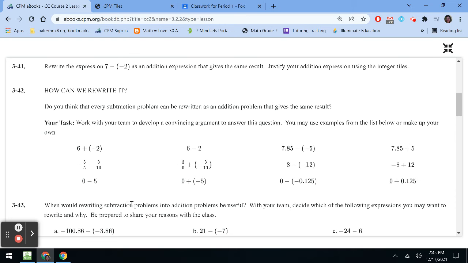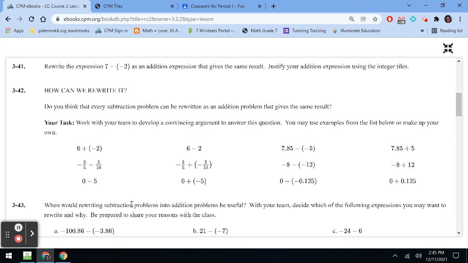Okay, so number 42 says, how can we rewrite it? Do you think that every subtraction problem can be rewritten as an addition problem that gives the same result? Do you think that we can rewrite every subtraction problem as an addition problem and it has the same value?